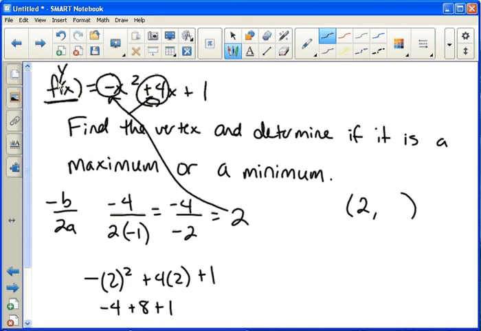That is our vertex. Now the question is, does the vertex happen at a maximum or a minimum? Let's go back and look. A was negative. That means it opens downward. If it opens downward, then you clearly have a maximum. So this would be a maximum at the point 2, 5.